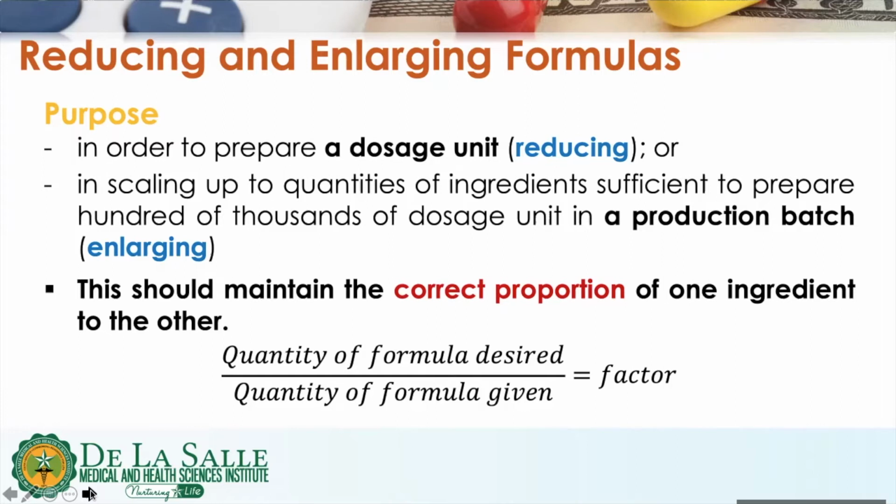In this particular learning module, we will be discussing the different techniques which can be used in reducing and enlarging formulas. For example, the methods of ratio and proportion, dimensional analysis, and factor method may be used to reduce or enlarge a pharmaceutical formula. For many, the factor method is the simplest to use. The factor is defined as the ratio of the quantity of formula desired to the quantity of formula given.